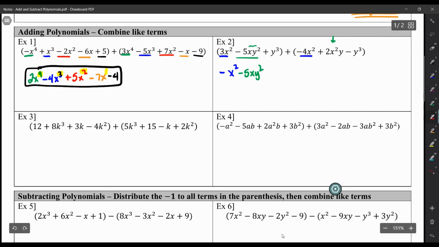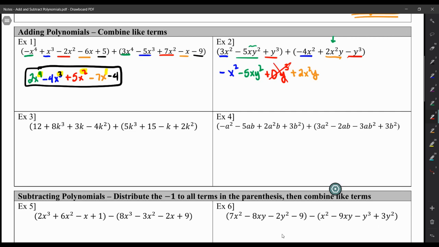Well, my next term is y to the third. So I see y to the third plus a -y to the third, which makes 0 y to the third. Then my last term is 2x squared y, which does not have a like term. So we're just going to leave 2x squared y exactly where it's at. We can simplify this a little bit further. 0y to the third is just 0. We don't need that term.